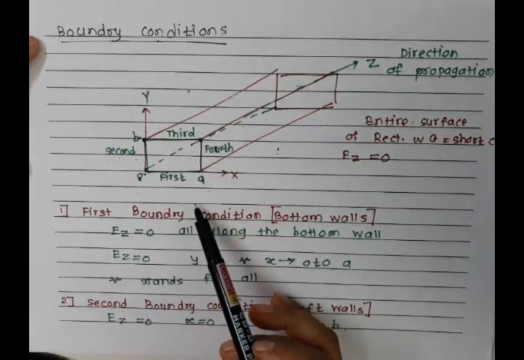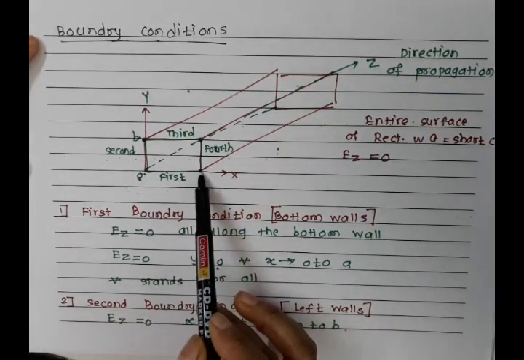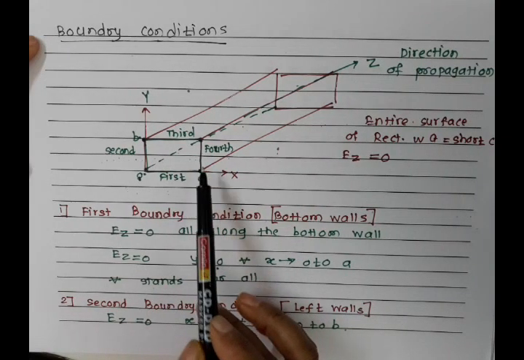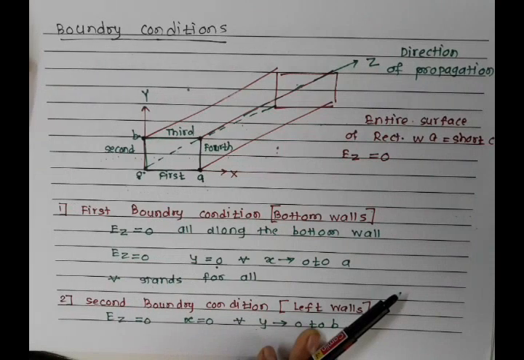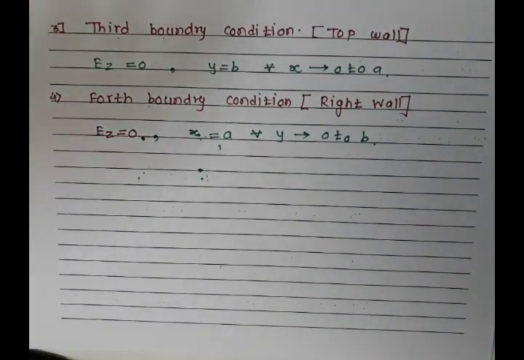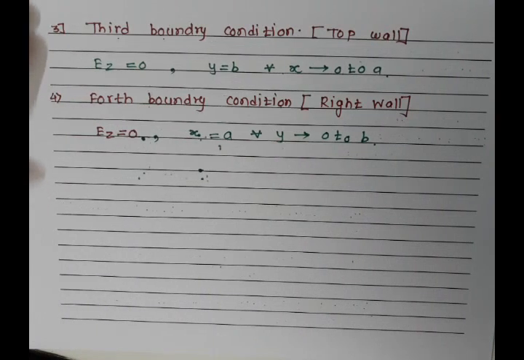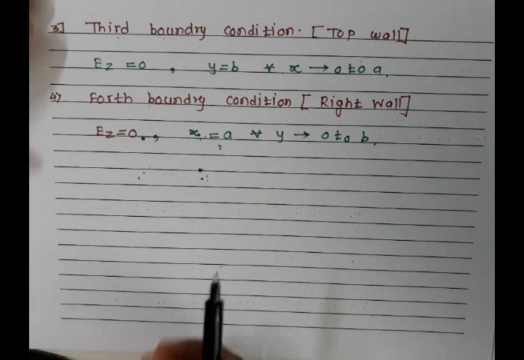In the left side wall, x is equal to a and y varies from 0 to b. So this is nothing but the boundary conditions which we have given right now. The next one is, as we have applied the boundary condition, we'll take a look at the first boundary condition. We apply the condition of the first boundary condition.